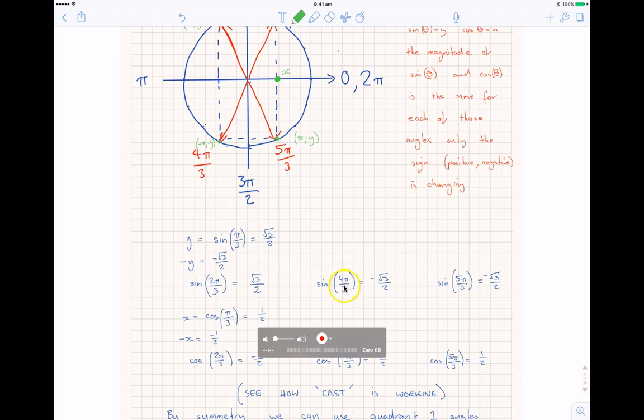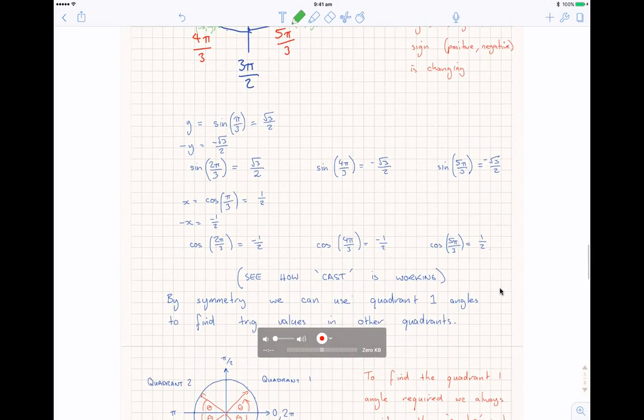Whereas sine of 4 pi on 3, y is negative down here, and negative y was equal to negative the square root of 3 on 2. Whereas sine of 5 pi on 3, again, y is negative here, so it's also going to be negative the square root of 3 on 2.